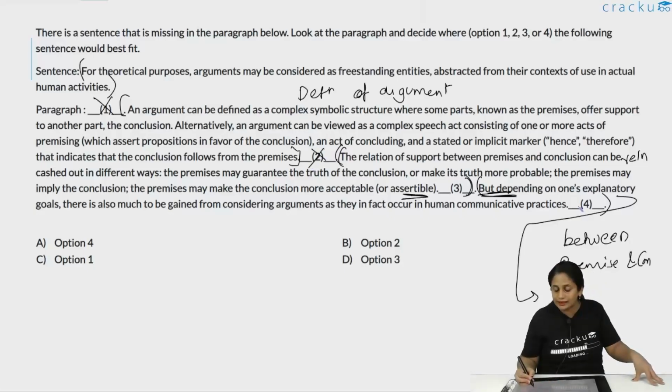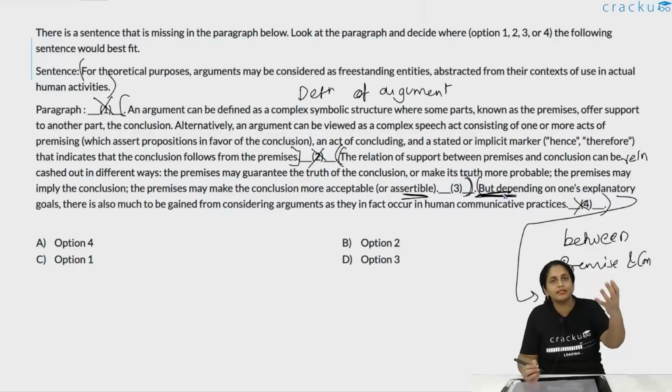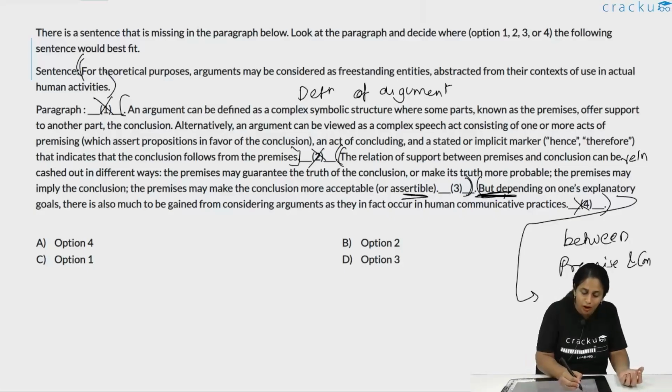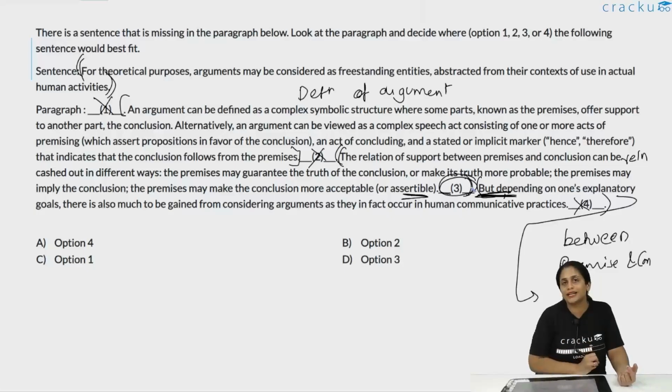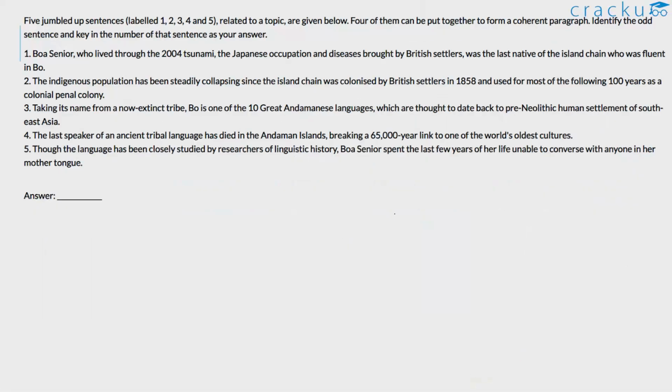This given sentence should not be over here because we need it before this sentence to essentially contrast with this sentence. The given sentence says that, okay, they can be considered in a purely theoretical way, you can consider it in an abstract context as such, but it makes much more sense to consider it in normal human conversations as such. So this sentence contradicts or contrasts with this sentence. So this sentence should come just before it, which means that 3 should be our answer. So the correct answer or the correct option is option D.